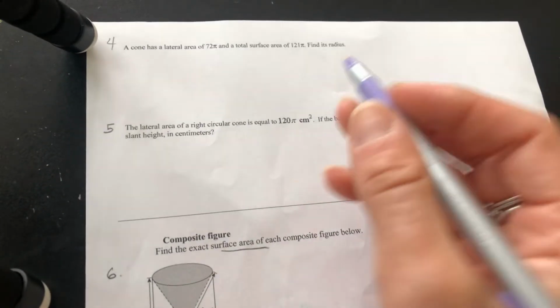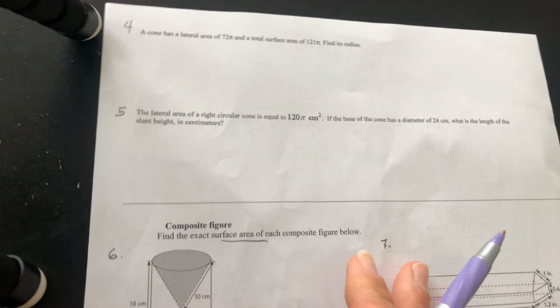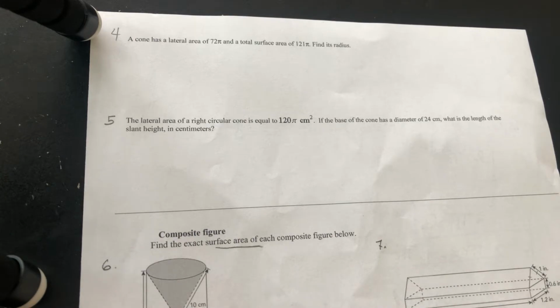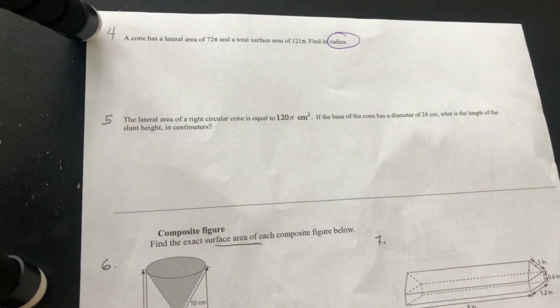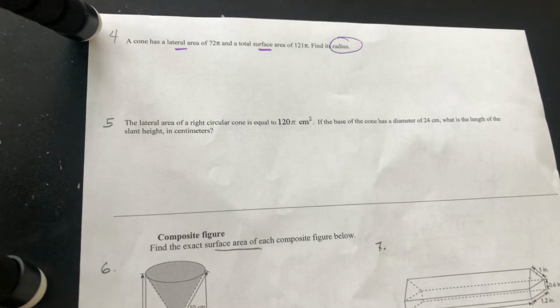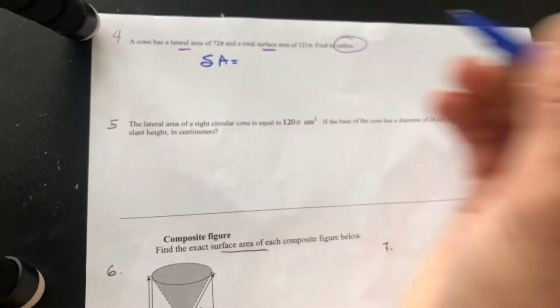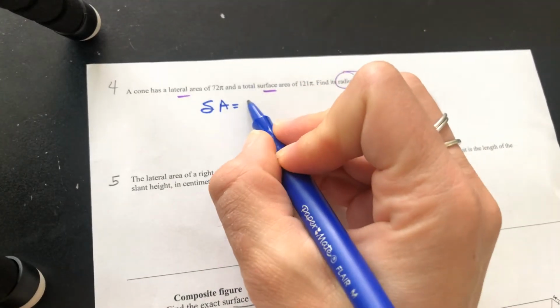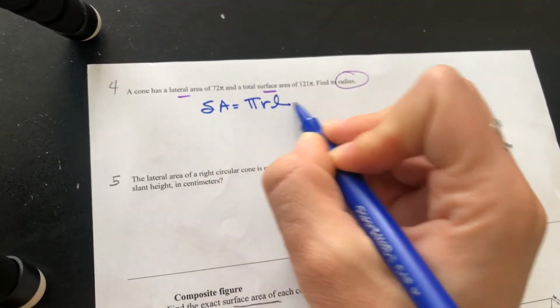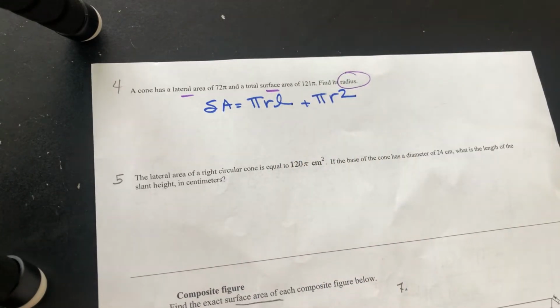All right, so we have a cone. It has a lateral area of 72 pi and a surface area. It wants us to find the radius. So you guys know whenever you're looking for anything within the problem, you're working your way backwards. So they're talking about lateral and surface. Well, lateral is in surface, so let's write our surface area formula down. So the surface area is pi r L plus pi r squared. Again, it's of a cone.